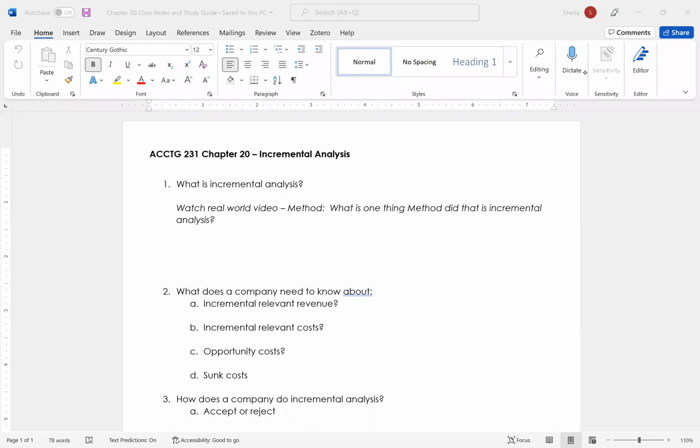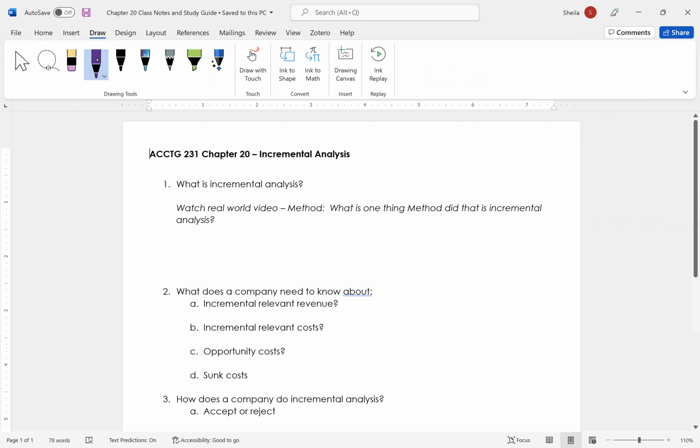So chapter 20 is about incremental analysis. We are going to use our information about CVP and our understanding of how variable costs change with units produced to actually look at some different types of business decisions that we could make.